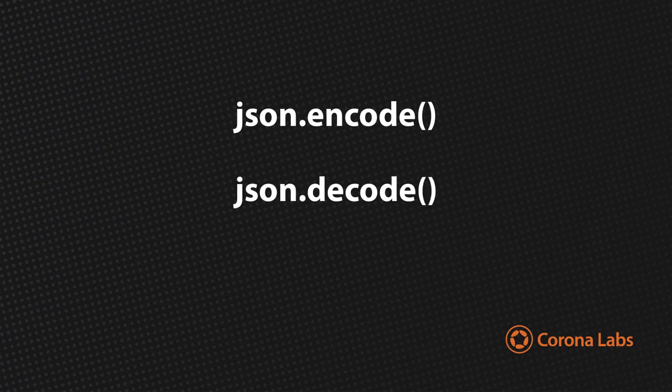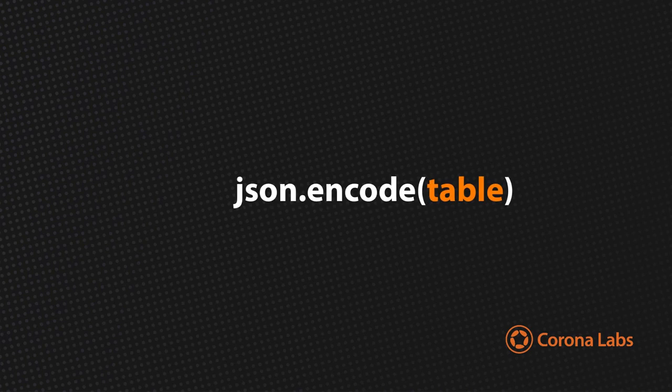Corona's JSON library provides three main methods for working with JSON: json.encode, json.decode, and json.null. json.encode is used for encoding or serializing Lua tables into a JSON encoded string which is stored in a Lua table. The method accepts one required parameter for passing in a Lua table, while json.decode is used to decode or deserialize JSON formatted data into a Lua table. The method accepts one required string parameter for passing in JSON data.